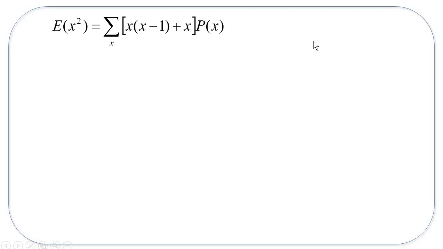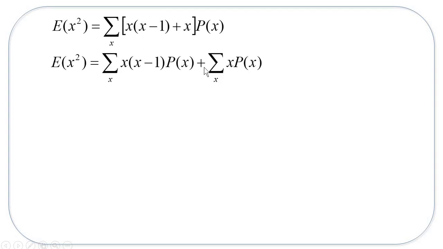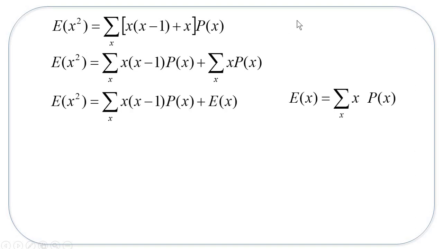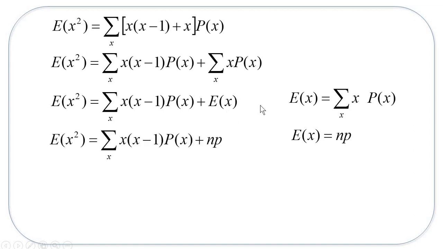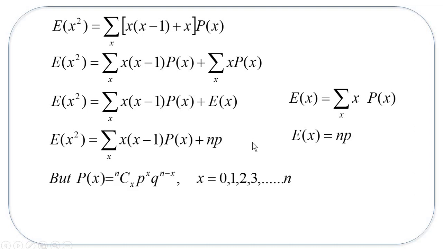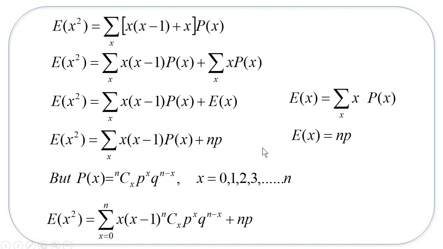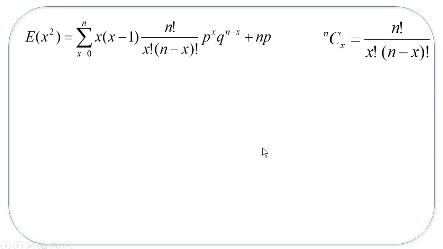Now split the summation into 2, and this particular second term is nothing but expectation of x. Now replace that with expectation of x, and you know expectation of x is np, the mean of the binomial distribution, and I am going to substitute np. Now substitute p of x here. Okay, and you know x varies from 0 to n, substitute that as well.